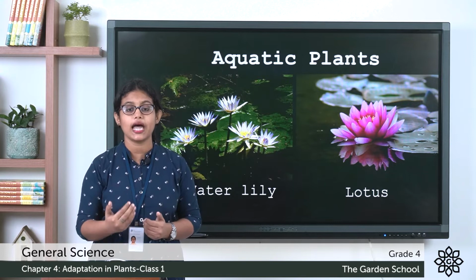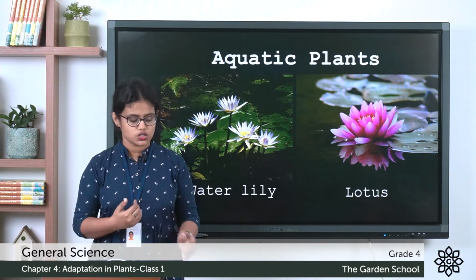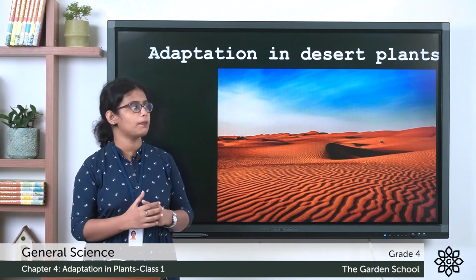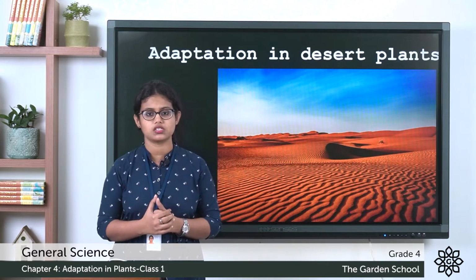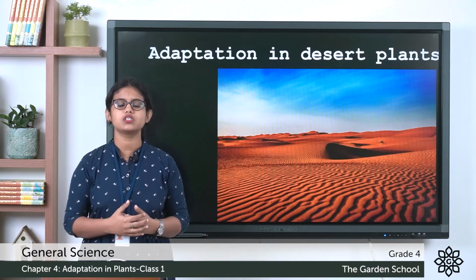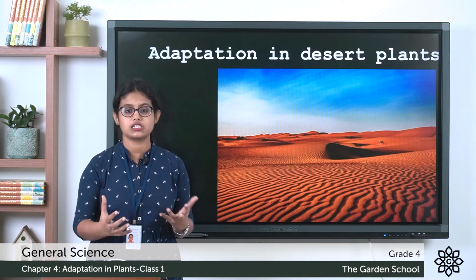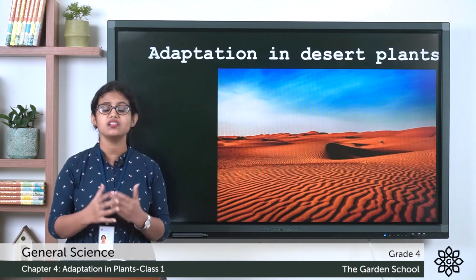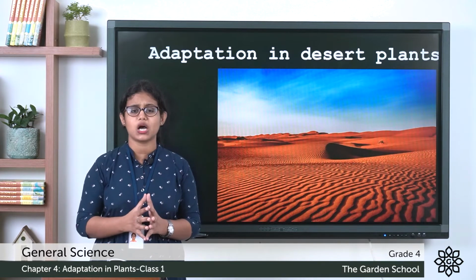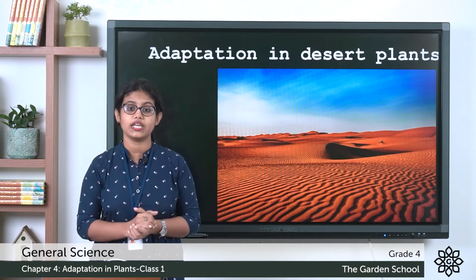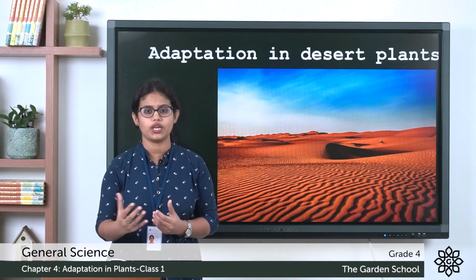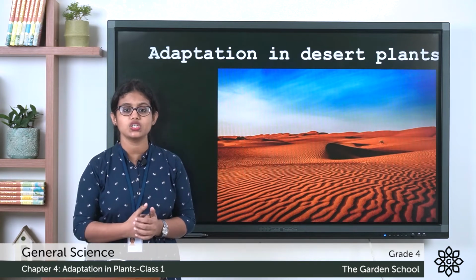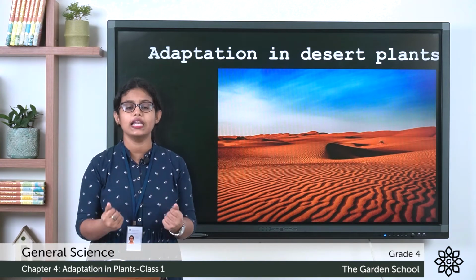So coming to the adaptation in terrestrial plants, let's learn about adaptation in desert plants, how desert plants get adapted to the place they live. So what comes to your mind when you think of desert? Desert means a very hot and dry land, a land area which is covered with sand. What about rain? There is very little rainfall. So what about the plants that live there? Plants that live there have special features that help them to adapt with little rain.